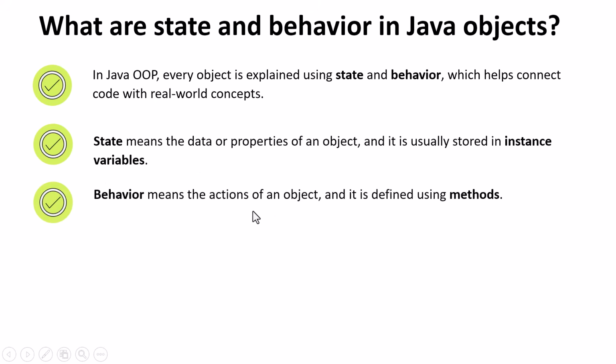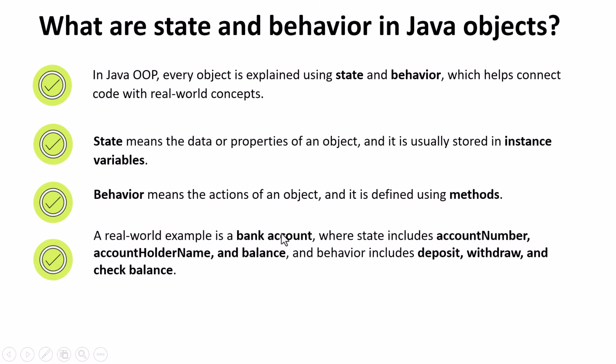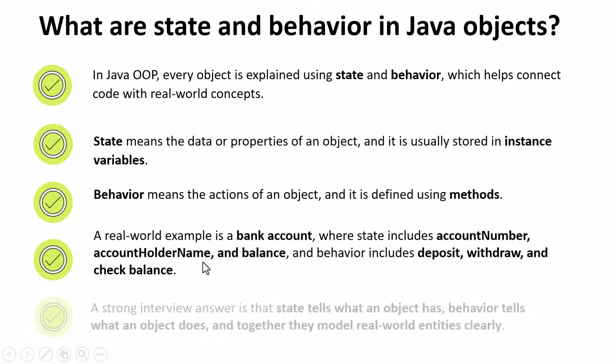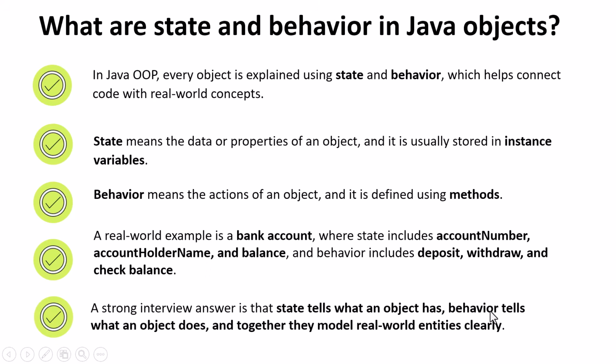Behavior means the actions an object can perform. In Java, behavior is defined using methods such as study, play, deposit, withdraw, and check balance. A very good real-world example is a bank account object. Its state can be account number, account holder name and balance, while its behavior can be deposit money, withdraw money, and check balance. Another important interview point is that state tells us what the object has, and behavior tells us what the object does. Together they help Java represent real-world entities clearly and make object design easy to understand.